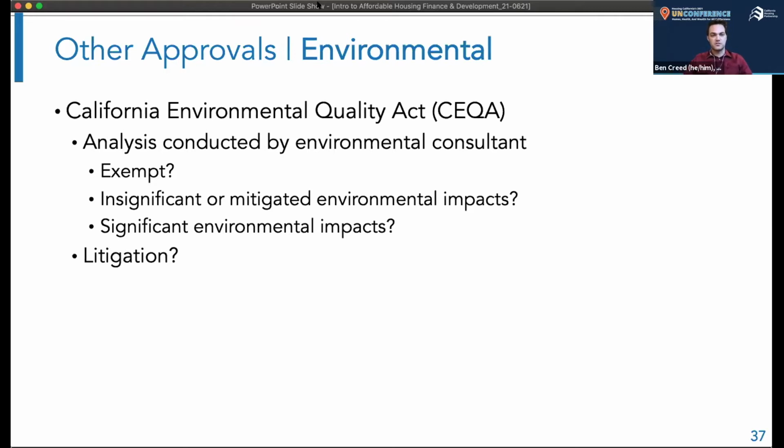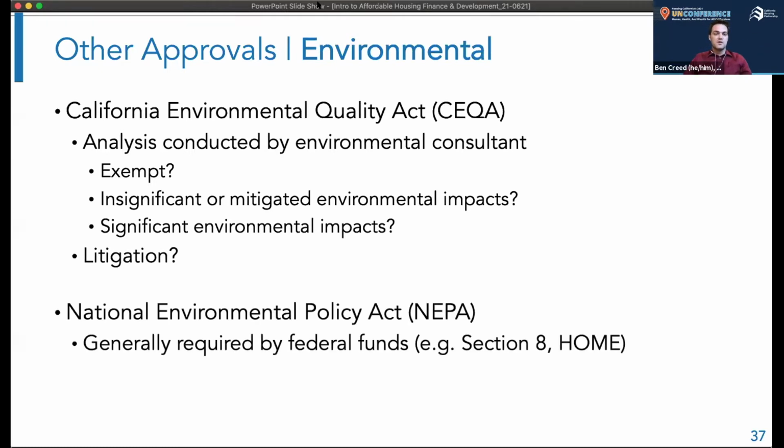And so some projects are exempt, and again, the analysis will show that the impacts are not great. And even if they are significant, you can still get an approval. But all of this adds time, money, and some risk to the development. In affordable housing, if you have certain federal funds, those will trigger a NEPA approval as well. NEPA is not generally as risky or costly as CEQA, but it also can add time and sometimes money to the development process.